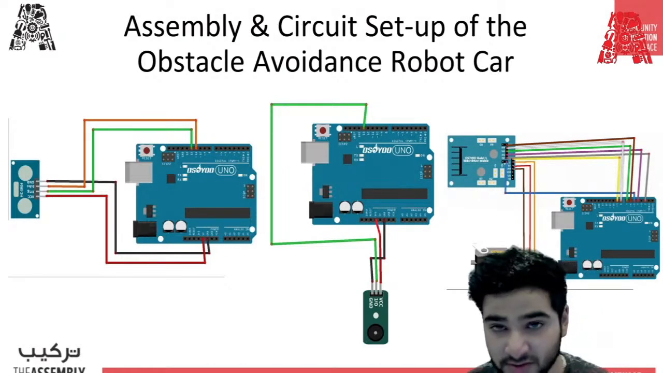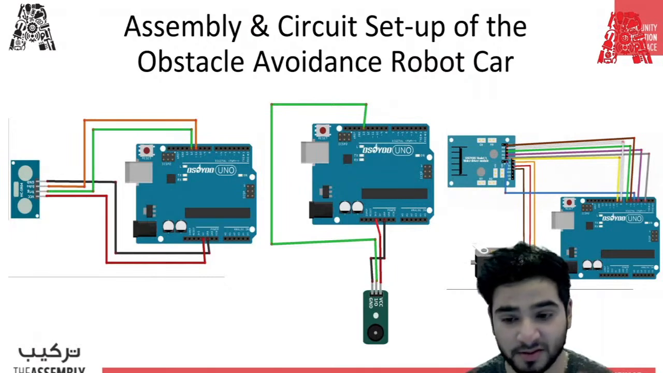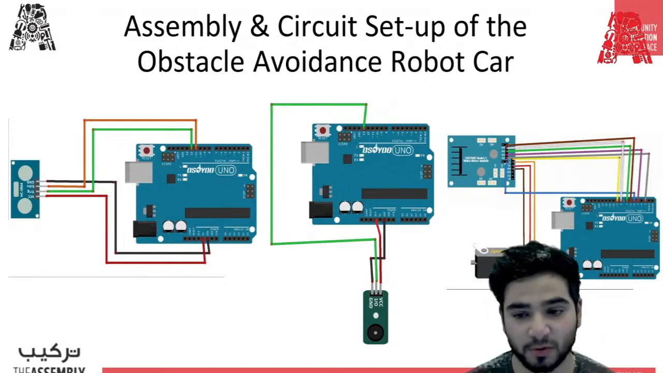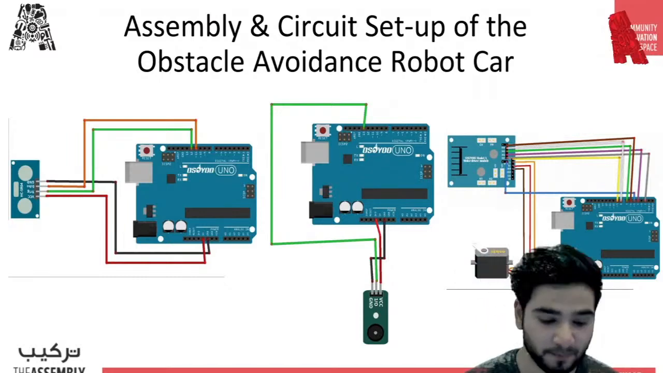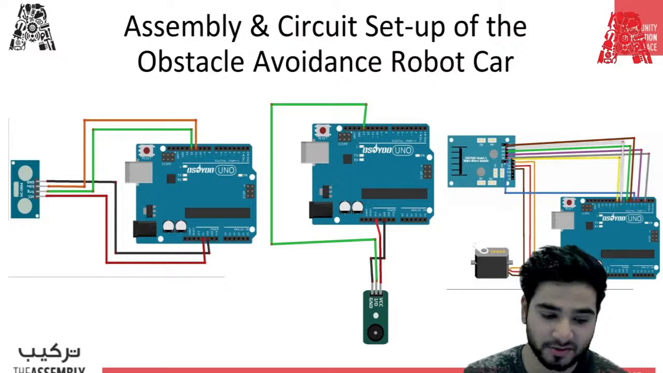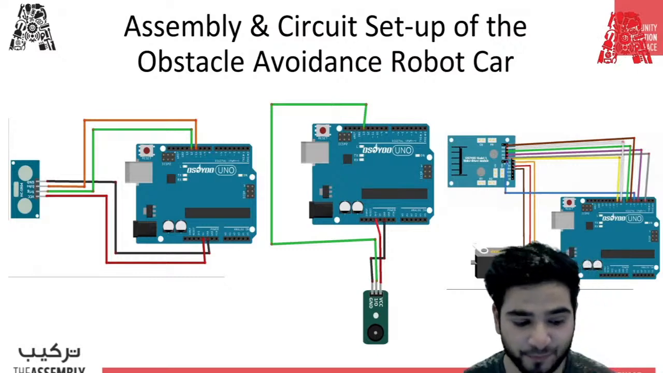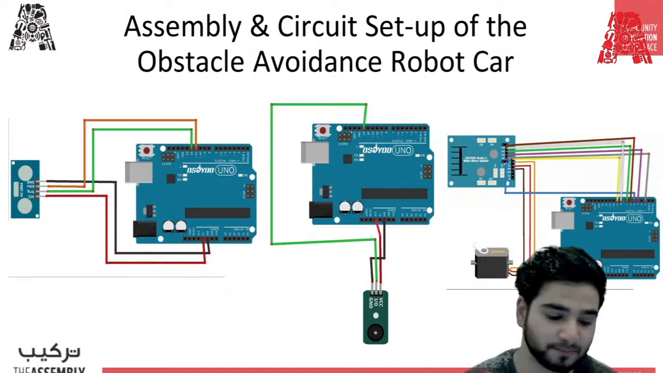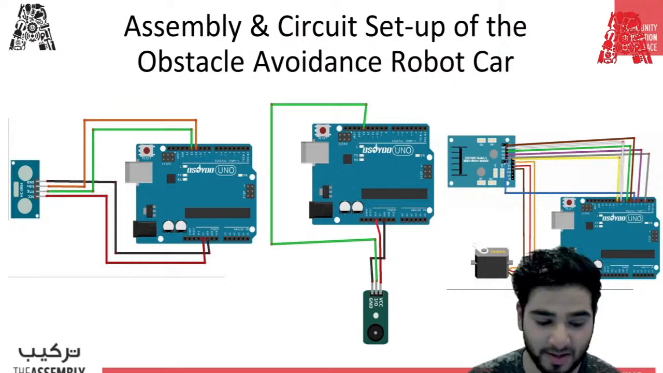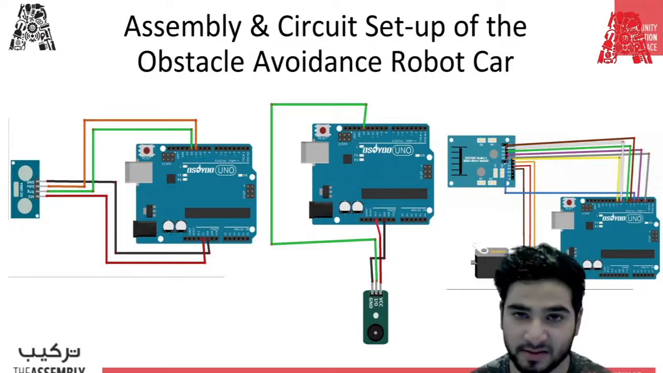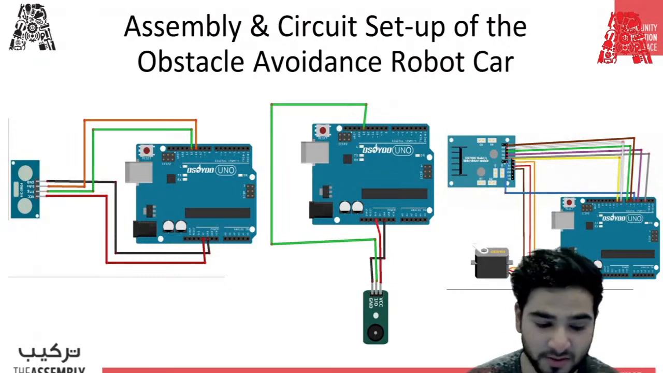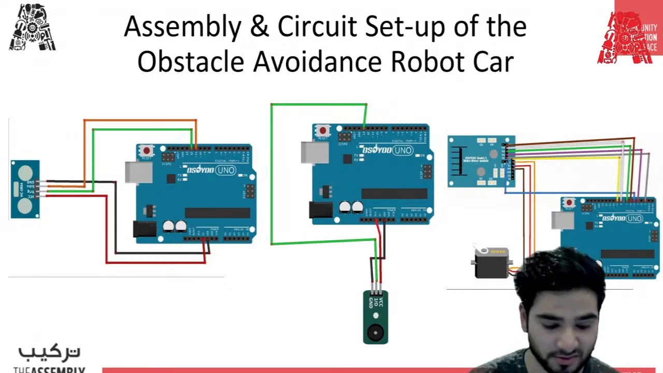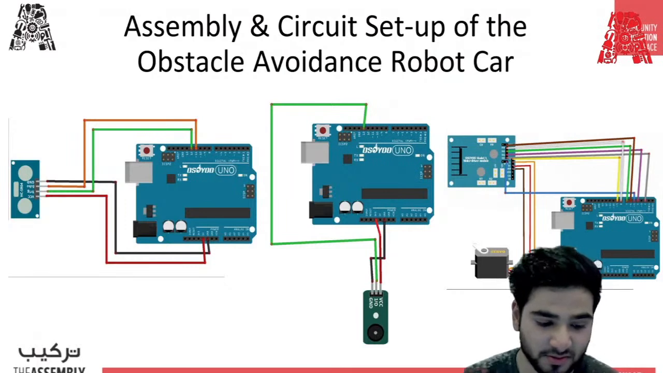So just make sure these connections are proper, because even if one connection is missing, the car will not function as desired. So the connections are like this. The motor driver has enable A, enable B, input 1, 2, 3, 4, and a signal pin. But first I'm going to tell you the connections. So the connections go like this.